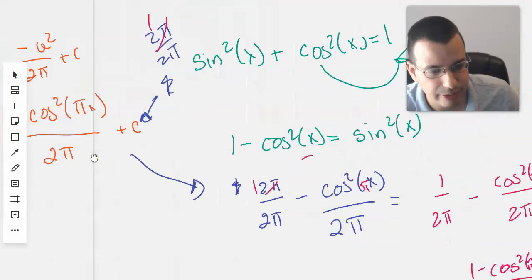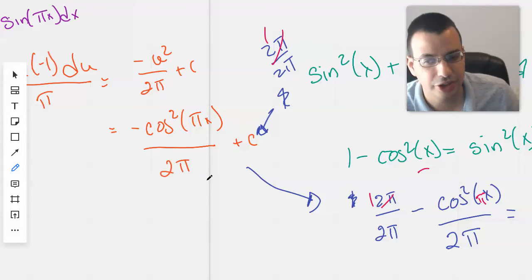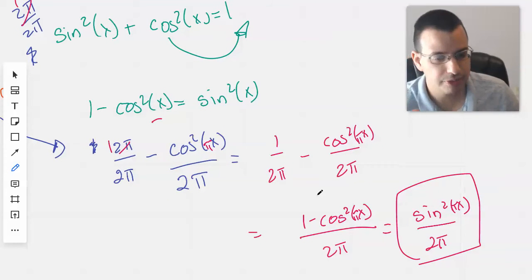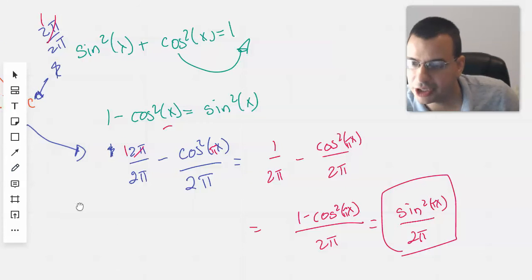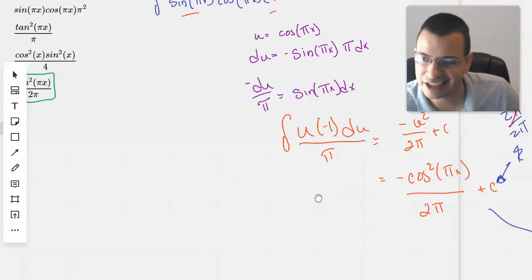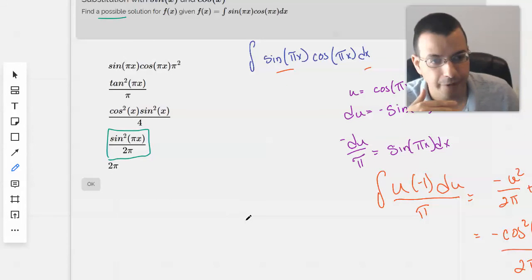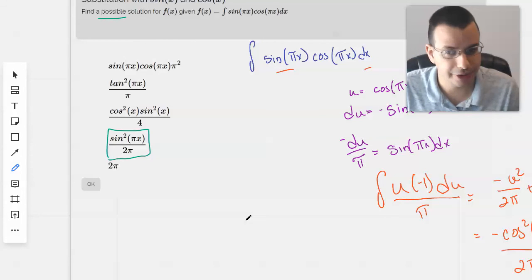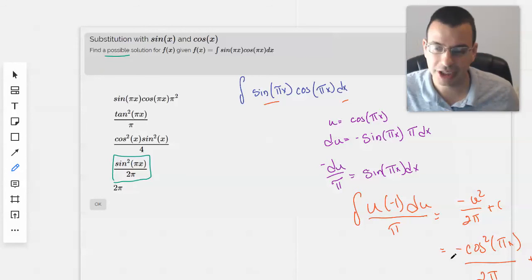Okay, so my proposition here is that this sine squared of pi x over 2 pi is in fact the same as, over here, negative cosine squared pi x over 2 pi plus c. So that constant can be chosen in such a way that these are actually the same answer. Even though we got something with negative cosine squared pi x, it's the same answer as sine squared of pi x over 2 pi. The only difference between the two is a constant, and that constant we pick up because we integrated. So the fact that we got a different looking answer doesn't mean it's not equivalent.